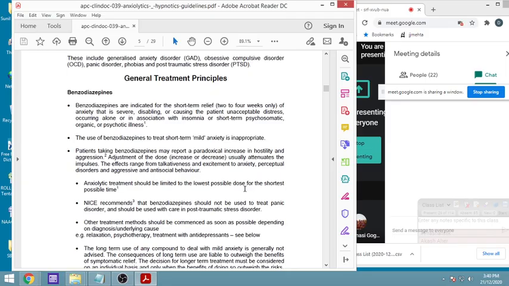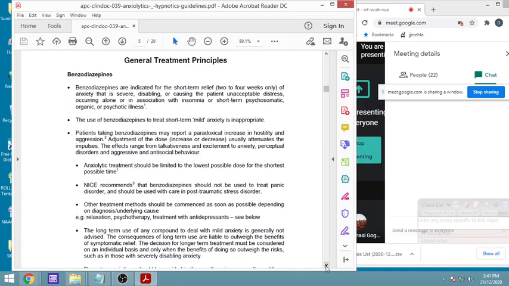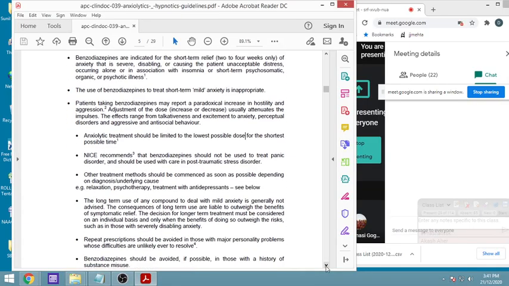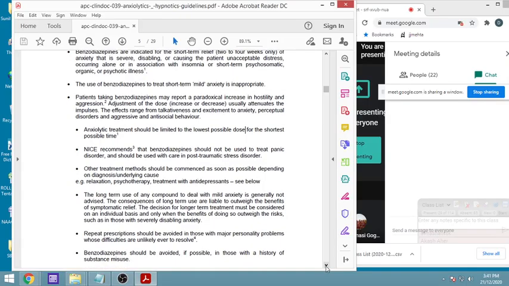Adjustment of the dose usually attenuates these impulses. So we can either increase or decrease it. We can do anything about it. The effects range from talkativeness and excitement to anxiety, perceptual disorders, and aggressive and antisocial behaviors, and can occur with benzodiazepine treatment. Anxiolytic treatment should be limited to the lowest possible dose and for the shortest possible time. There is no need to go on for the highest duration and highest dosage.